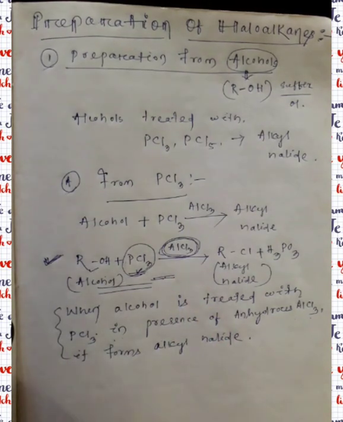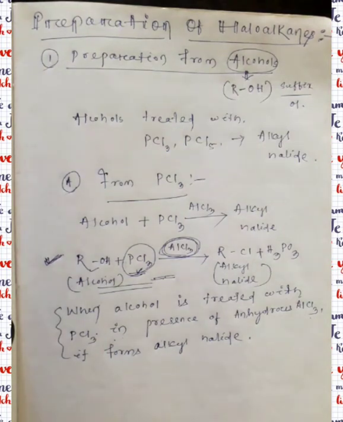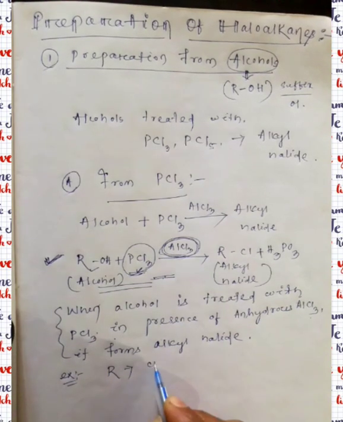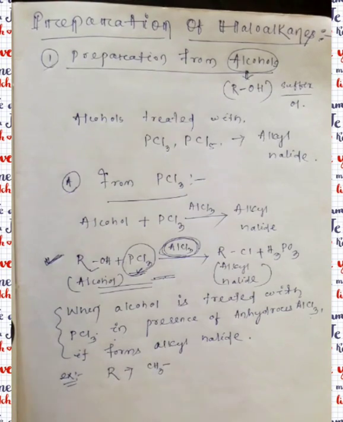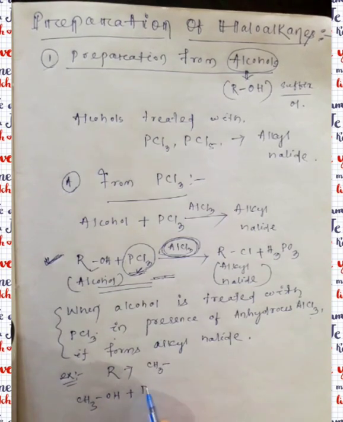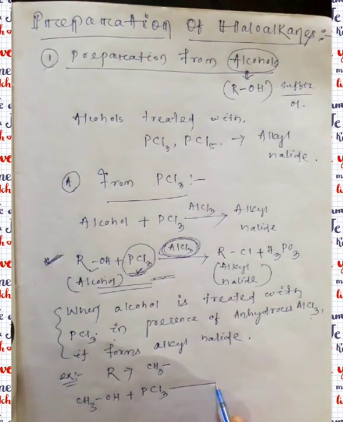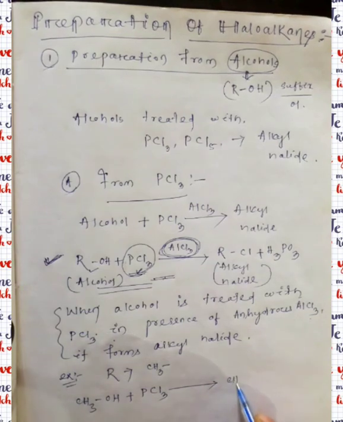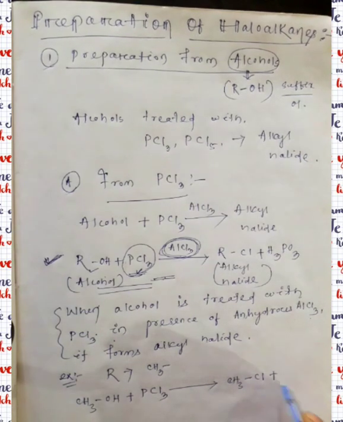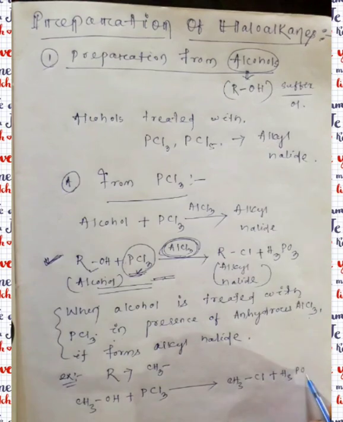This is the preparation from phosphorus trichloride. Now I see the preparation. I am taking an example, taking R as CH3. Then this reaction will be CH3OH plus PCl3, it forms CH3Cl plus H3PO3.